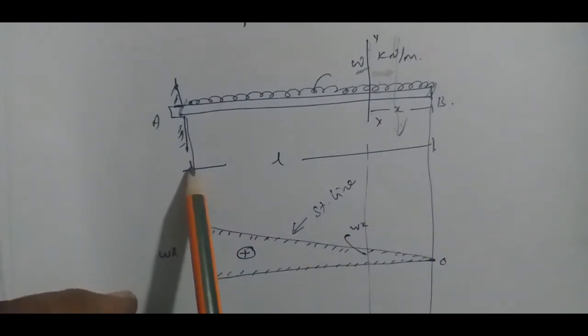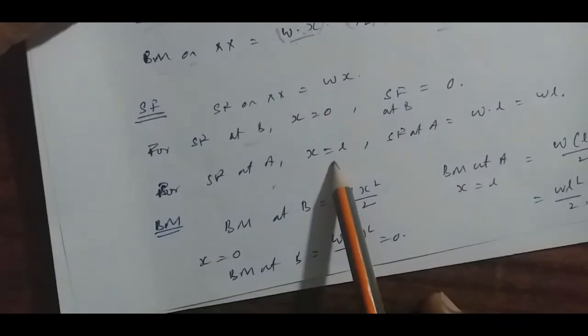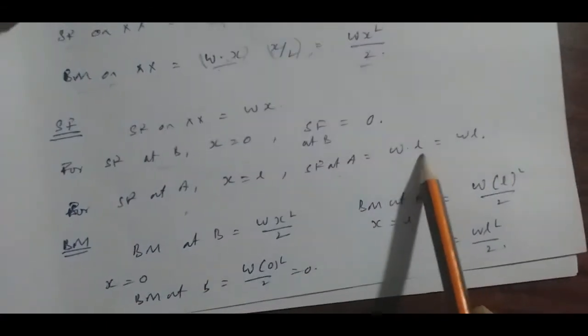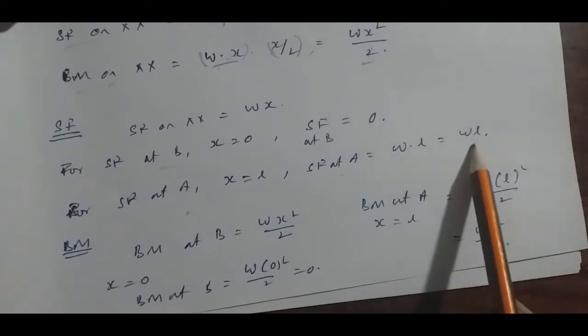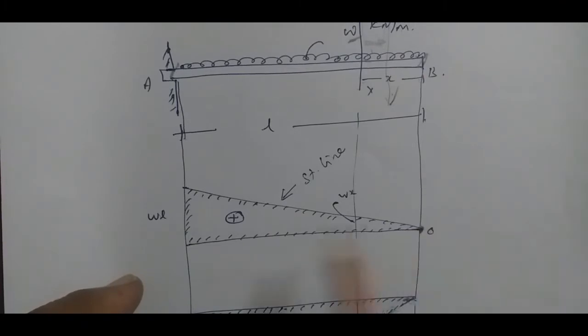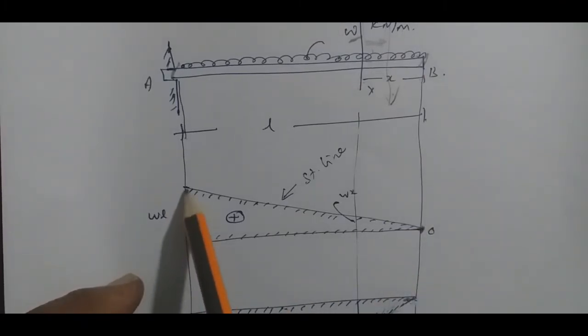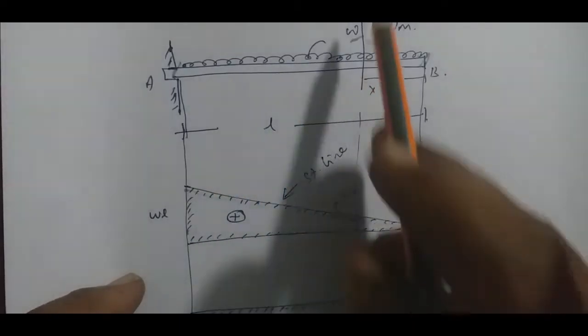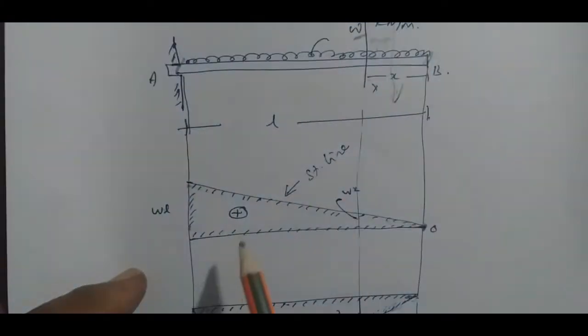Coming to the shear force at A, x will be equal to L. Substituting in the shear force equation, W into L is equal to WL. So in the shear force diagram, at B the shear force is 0, at A the shear force is WL. Connecting with a straight line, this will be the shear force diagram. Since it is left side downward and right side upward, it is having the positive pattern, so the shear force sign is positive.